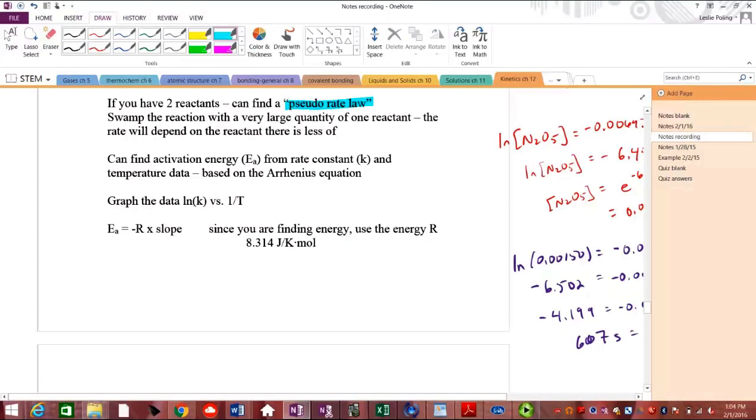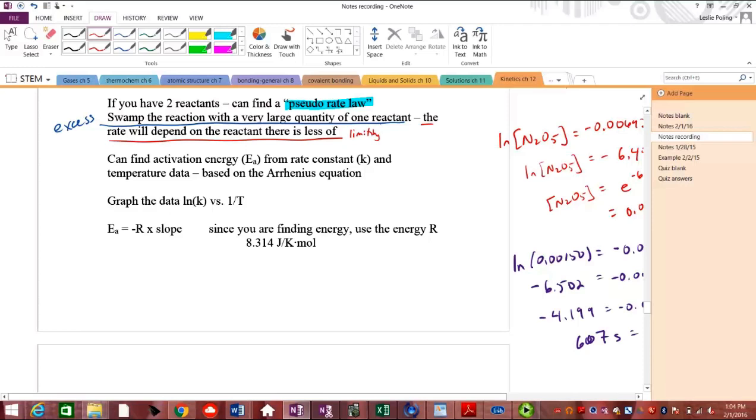We're going to find a pseudo rate law. Okay, so what does that mean? We have two reactants. We are going to swamp the reaction with a very, very large quantity of one of them. So that means this one is in excess, and so the rate will depend on the reactant there's less of. Essentially, we're making a limiting reactant.